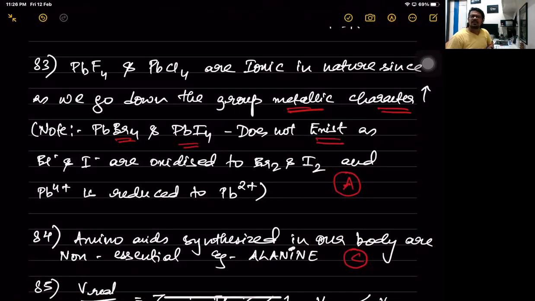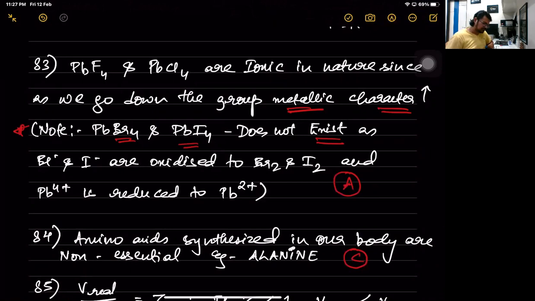The reason is, both being ionic compounds, the bromide and iodide generally get oxidized to bromine and iodine, and Pb4+ is reduced to Pb2+. So in that case, Pb cannot stay in +4 state. So that's why its existence is only with PbF4 and PbCl4. Make a note. This could be asked in the exam.